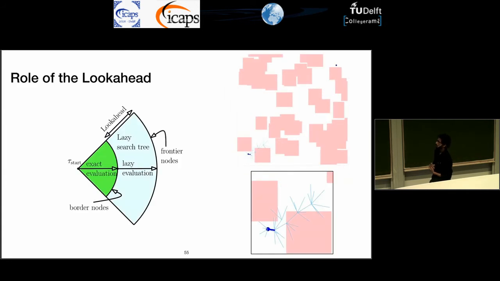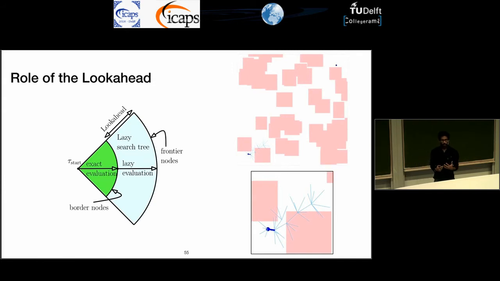So to explain a little bit about the lookahead. This is how the search at any point looks. There is a part of the tree that has been exactly evaluated. So the edges in this part of the tree have been evaluated. And there is a part of this tree that is lazy. And the depth of this lazy search tree is defined by the lookahead.